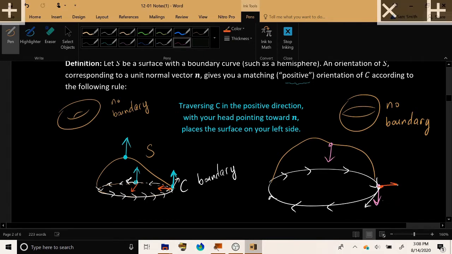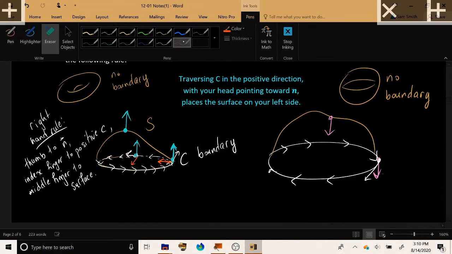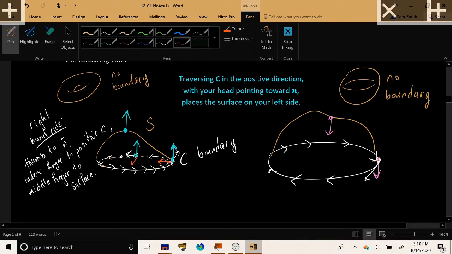Excuse me, I just drew this red arrow backward. If we're looking inward, we would see the surface.